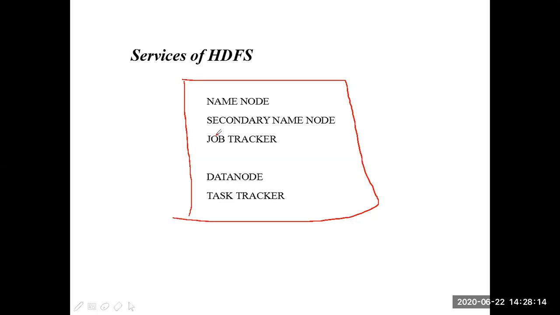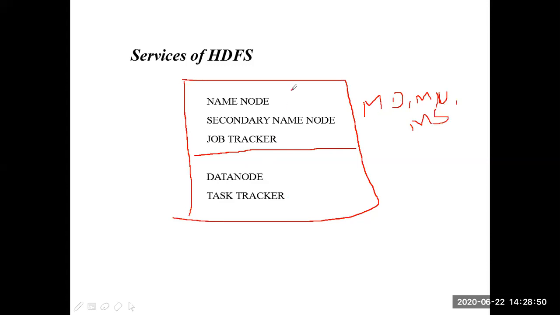These can be called HDFS services or nodes or daemons, whatever name is used by any person. Some people will call them nodes, some people will call them services, some others will call them daemons. Whatever, HDFS has mainly 5 daemons: name node, secondary name node, job tracker, data node, and task tracker. The first 3 are called master daemons or master nodes or master services. Whatever name you are using, these are called master services or master nodes or master daemons.